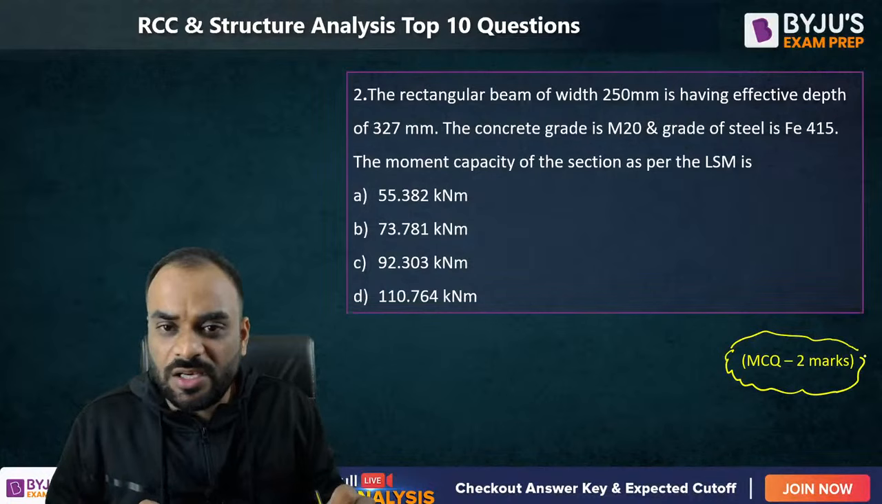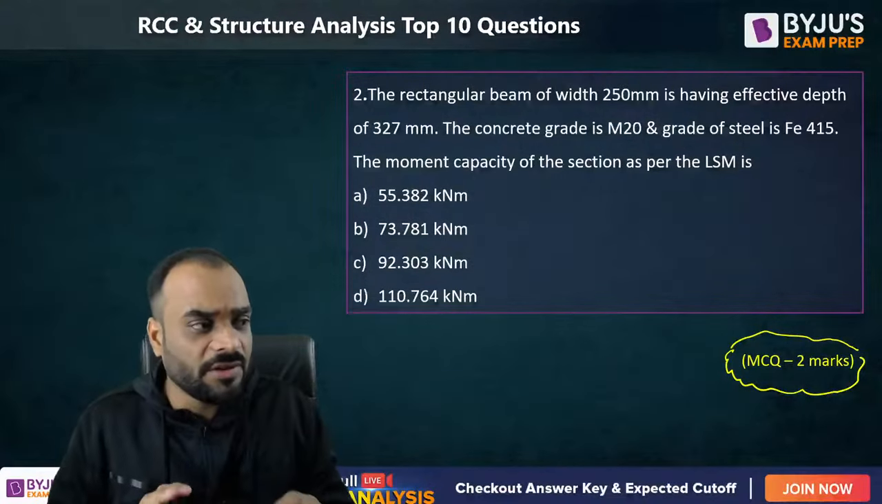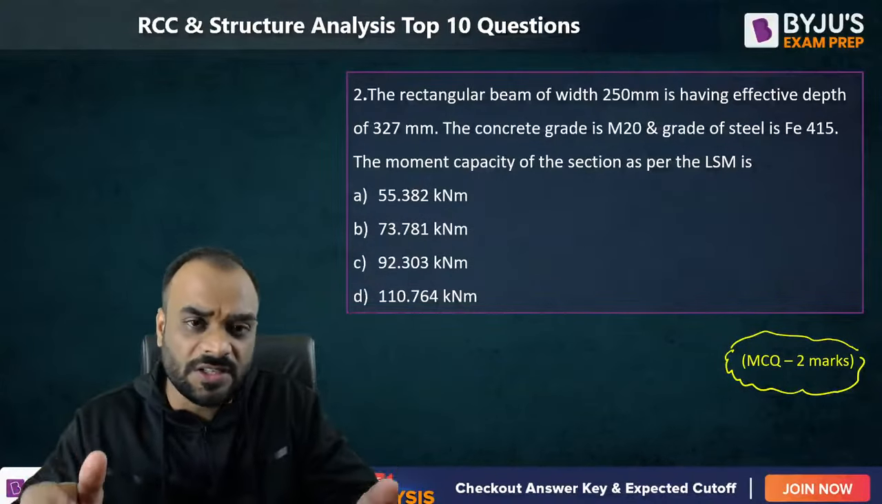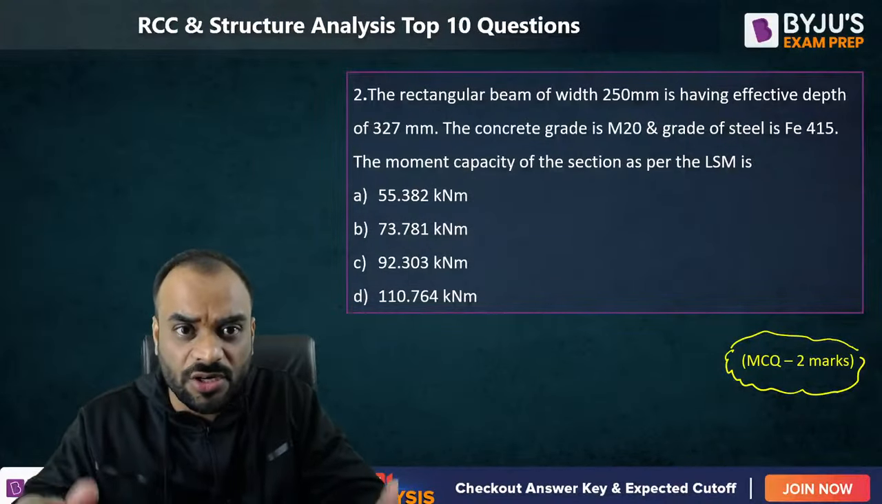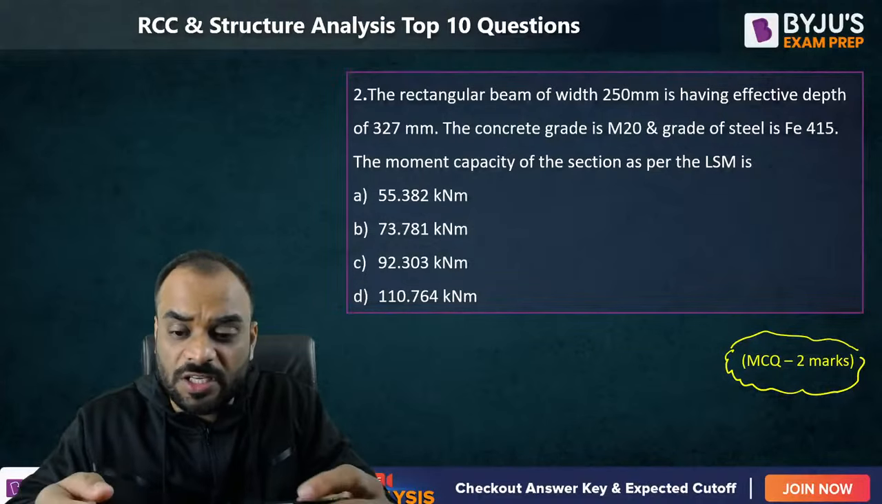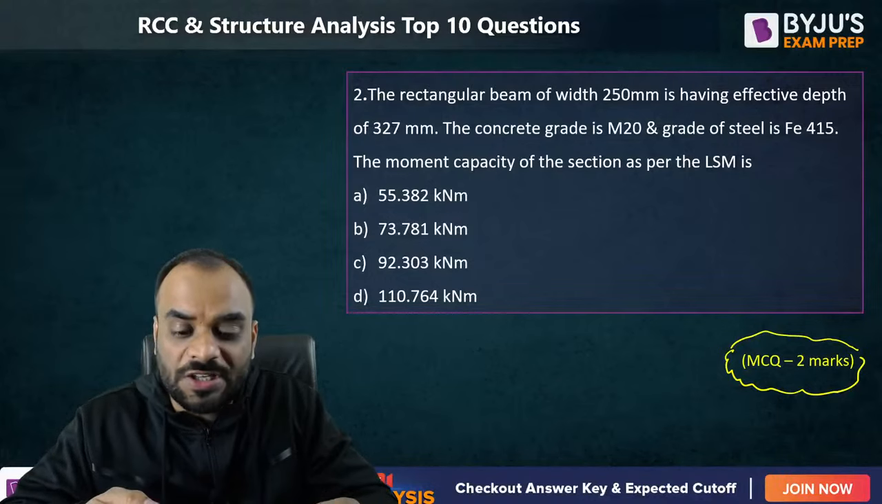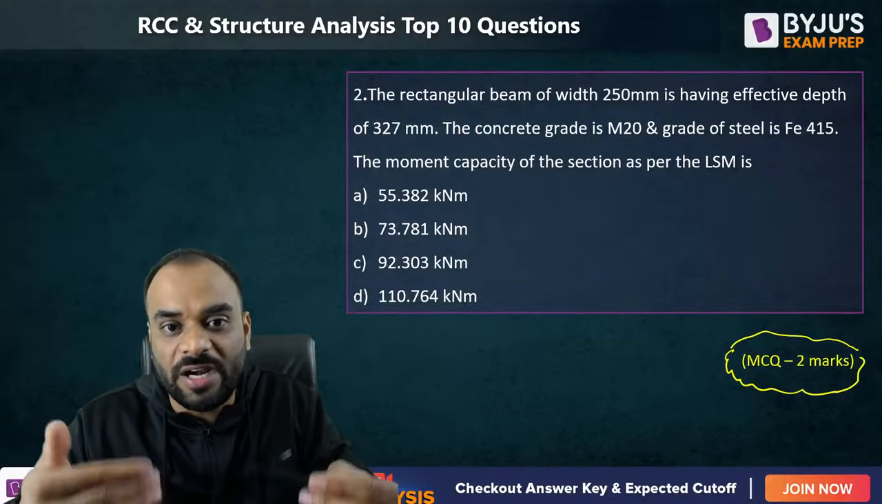Now let me tell you something over here guys. Right now you are not able to understand whether this particular section is under reinforced, over reinforced or a limiting section, because if you want to check that particular condition, you need to know what is the value of area of steel which is provided in the beam.